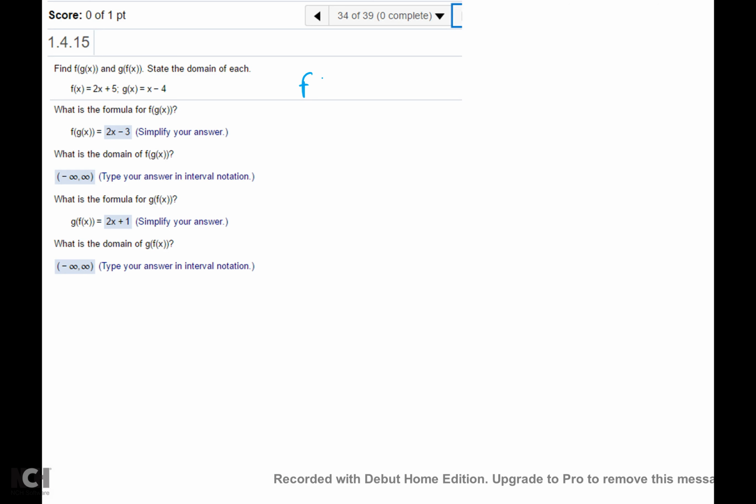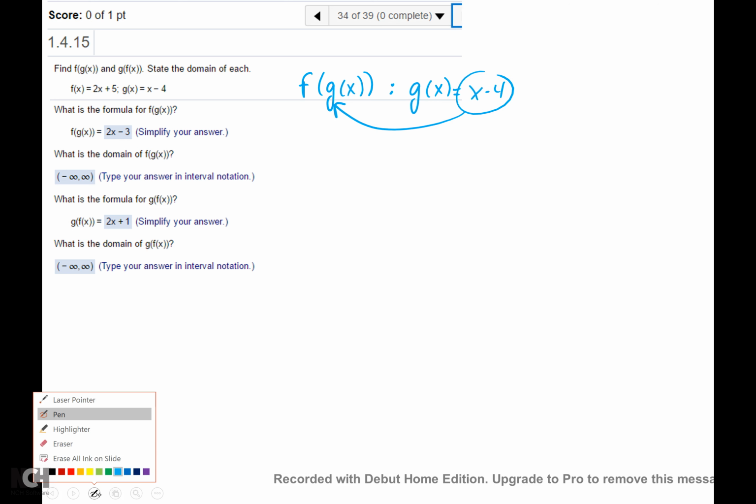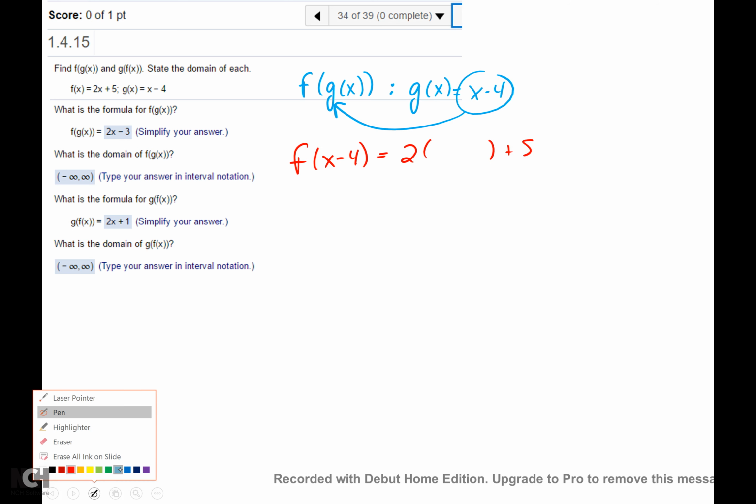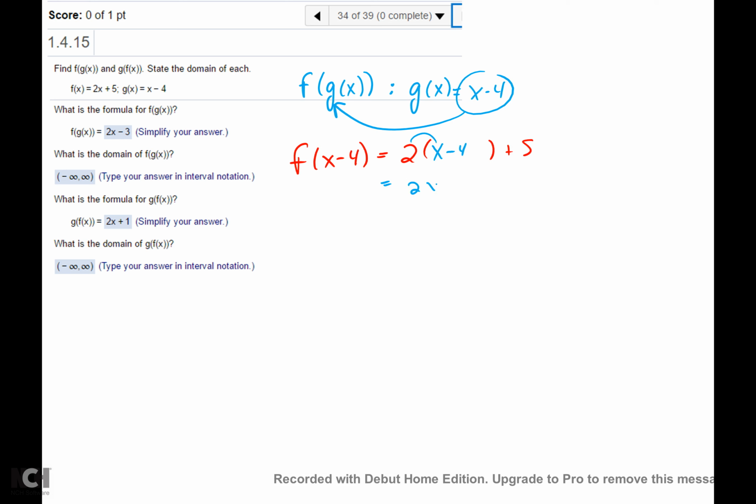Alright, find f of g of x and g of f of x and state the domain. If I'm going to do f of g of x, I'm starting with the g function, which is x minus 4. Got it, and I'm going to take it to f. So I'm going to go to the f function and plug in x minus 4, which says 2 times what you brought plus 5. I brought x minus 4. Simplify, that's 2x minus 8 plus 5. That's 2x minus 3.